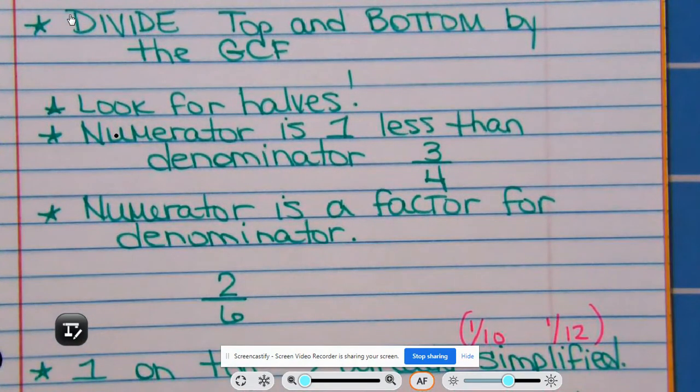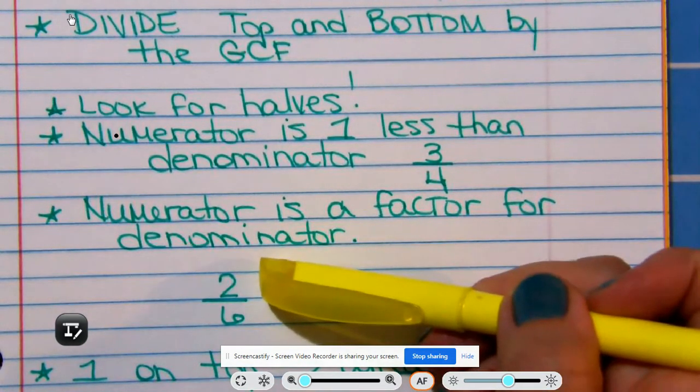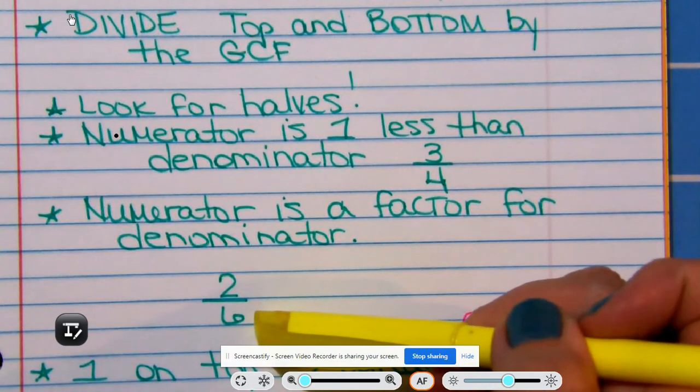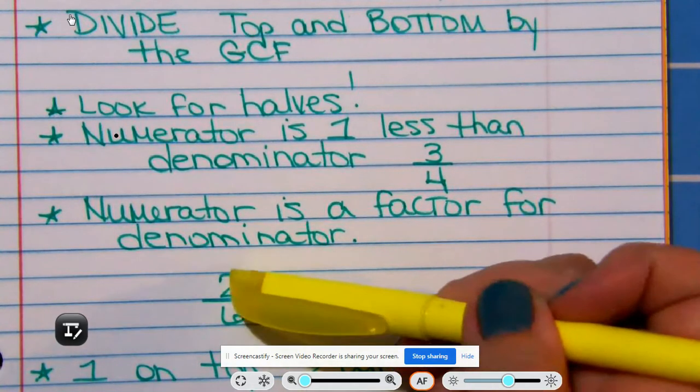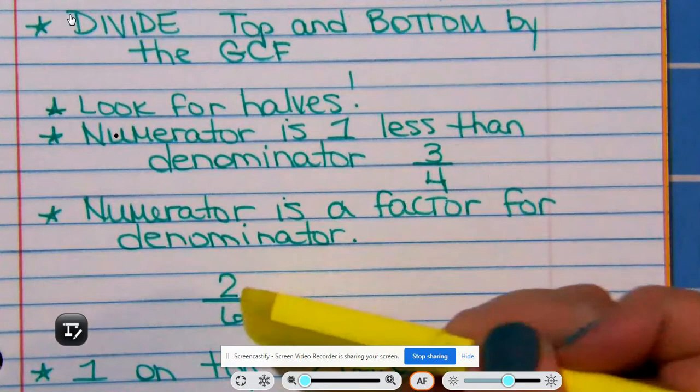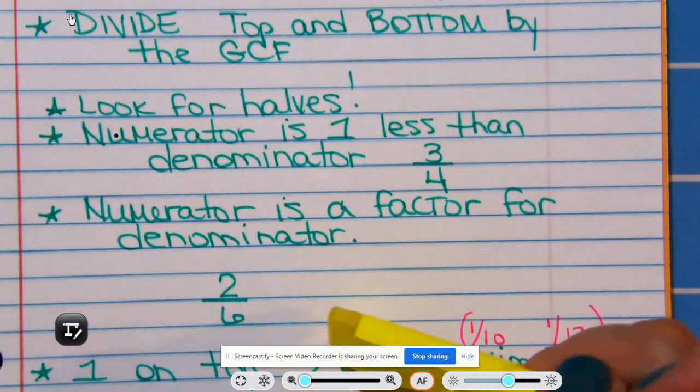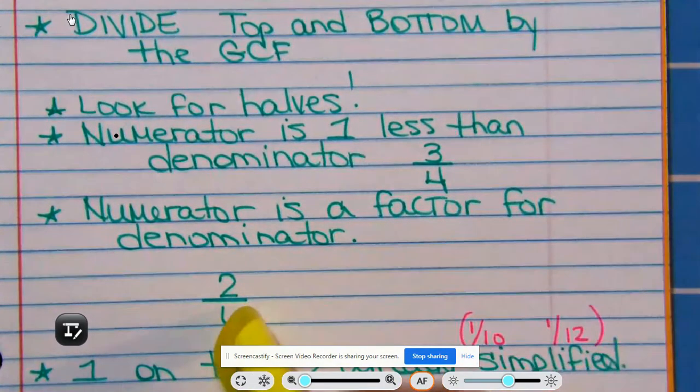Look for fractions where the numerator is a factor for the denominator, because that number will be your GCF. So 2 is a factor for 6. That means the GCF is 2. So 2 divided by 2 is 1. 6 divided by 2 would be 3. So this would be 1/3.